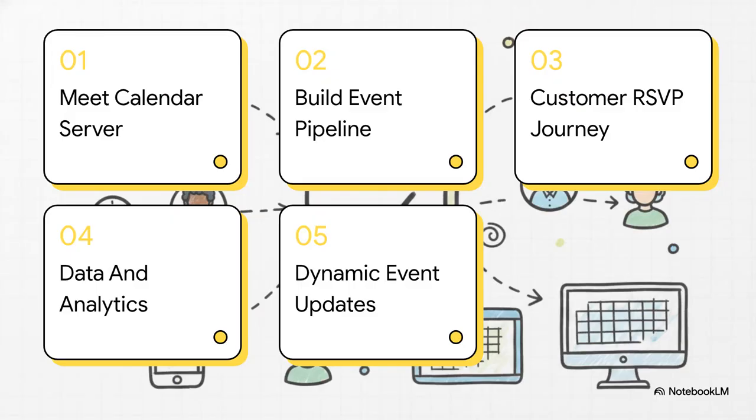First, we'll meet the calendar invite server. Second, we're building the event pipeline. Third, we'll check out the customer RSVP experience. Fourth, tracking data and analytics. And finally, sending out dynamic event updates. We're going to follow the data step by step, tracing a single event's journey from the organizer's calendar all the way to the analytics dashboard.